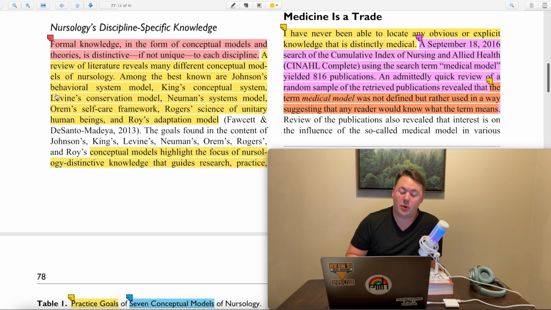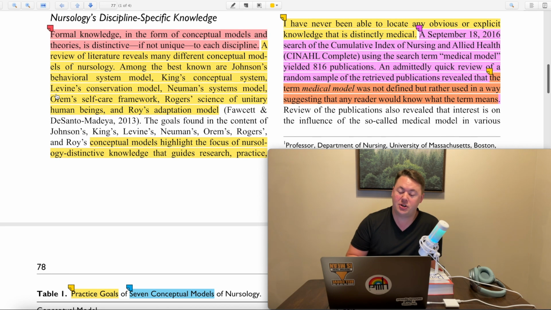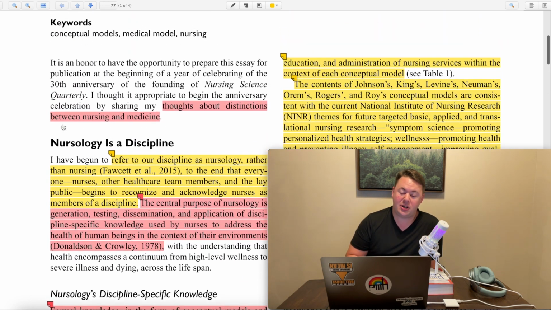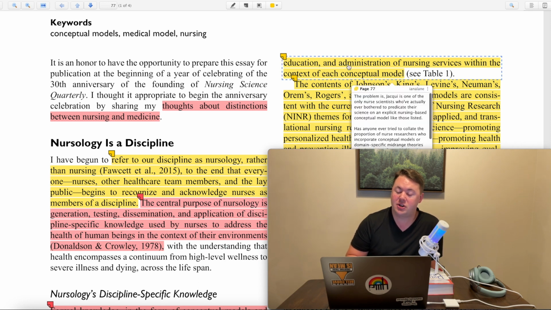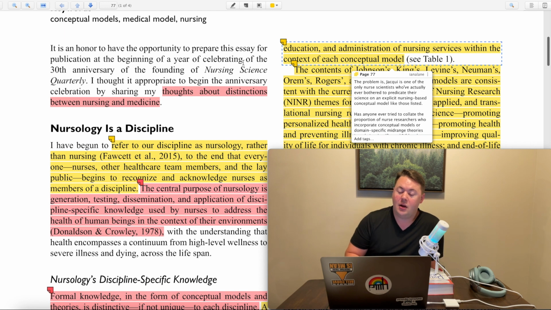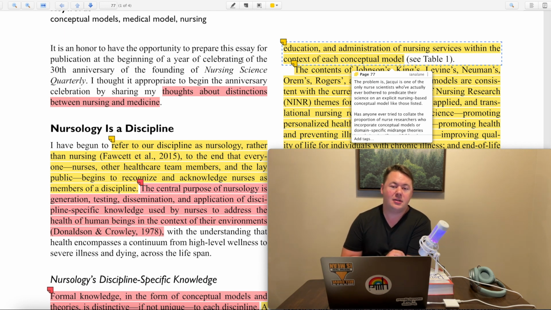"These conceptual models highlight the focus of nursology's distinctive knowledge, which guides research, practice, education, and administration of nursing services within the context of each conceptual model." One of the issues I think of here is that Jackie is one of the only nurse scientists and theorists ever to actually explicate a nursing-based model in their scientific research. The research program that Jackie has fostered or been a part of has always, and this is one thing I really respect about Jackie, she lives this truth. She actively engages with conceptual models in her scientific work.